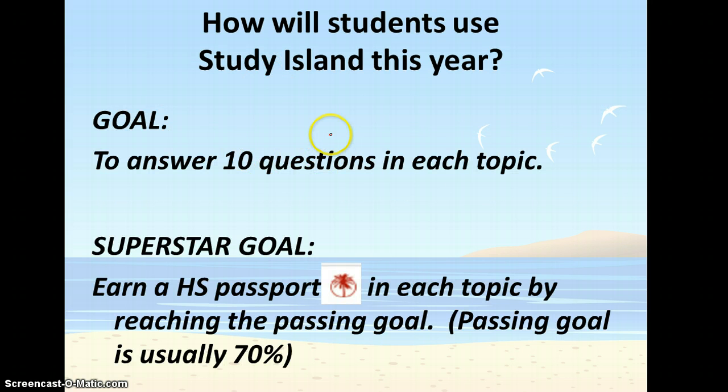So your goal is to answer 10 questions in one topic. That's it. You're going to choose one topic and you're going to answer 10 questions. That's going to be your ultimate goal. Now, when you answer those questions, your goal is to become a superstar. And how you do that is you'll get what's called a high school passport. It'll look kind of like this with the little island, so you can pretend like you're going on a vacation. Basically that means it's a passing goal. And a passing goal inside of Study Island is considered 70%. Okay, so that's going to be key: 70%.